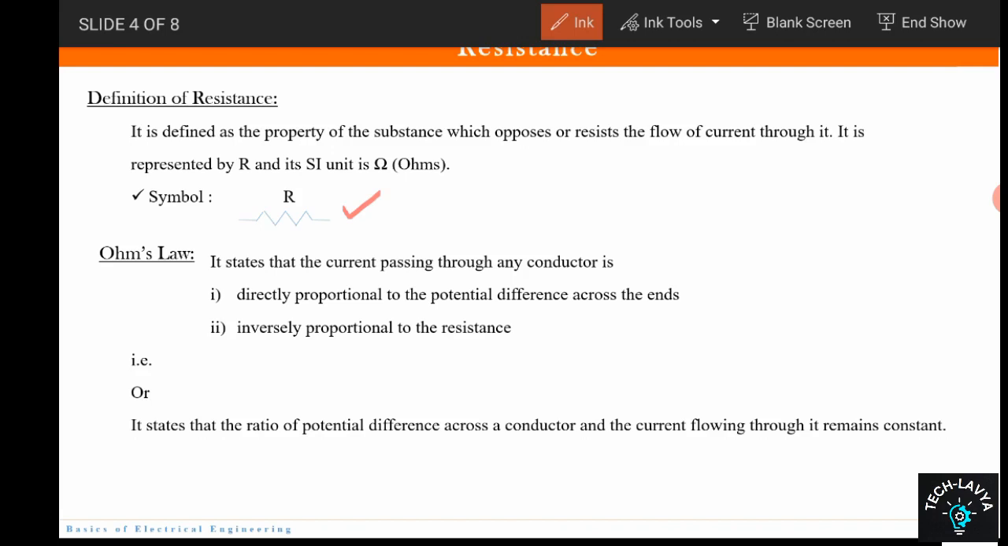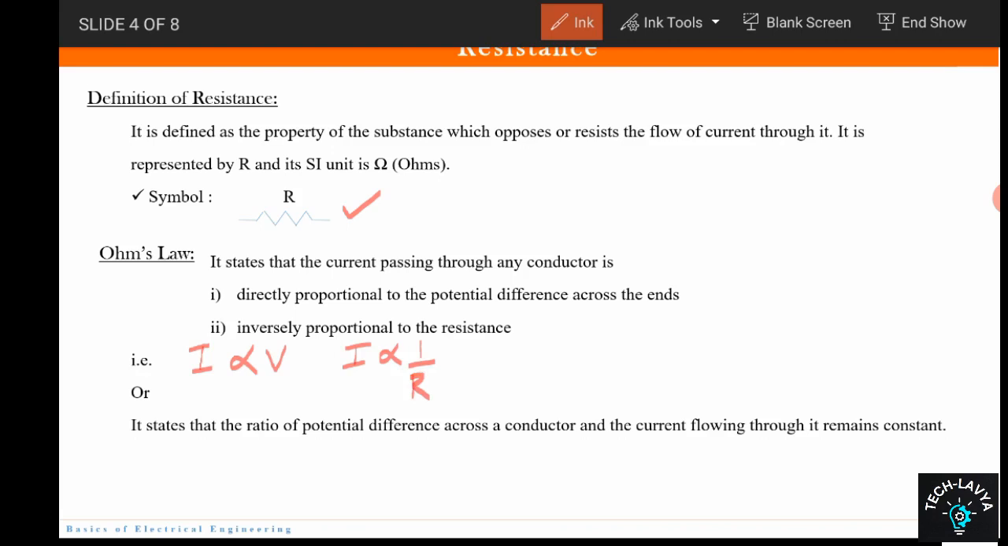Ohm's law states that the current passing through any conductor is directly proportional to the potential difference. Now what is potential difference? Potential difference is voltage. So Ohm's law says that current is directly proportional to voltage. Next it says that the current is inversely proportional to resistance. What does that mean? That I is inversely proportional to R.